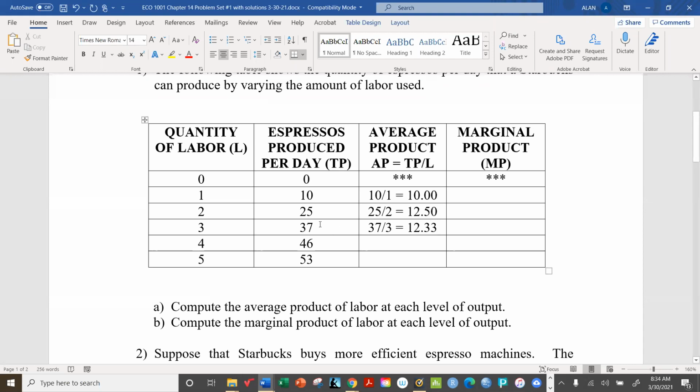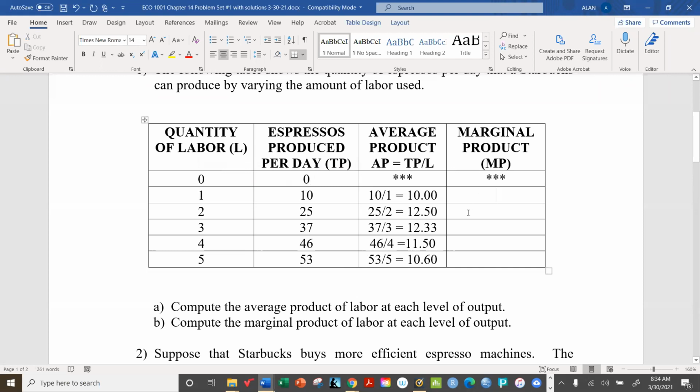And of course, as you can see, in each case, all we're doing is we're taking the total product and dividing by the quantity of labor. Okay, the next one is 46 over 4, which is 11.50. And then finally, this last one is 53 over 5, which is 10.60. So those are the easy ones, all right? So again, you're just taking this number and dividing it by this number in each case.